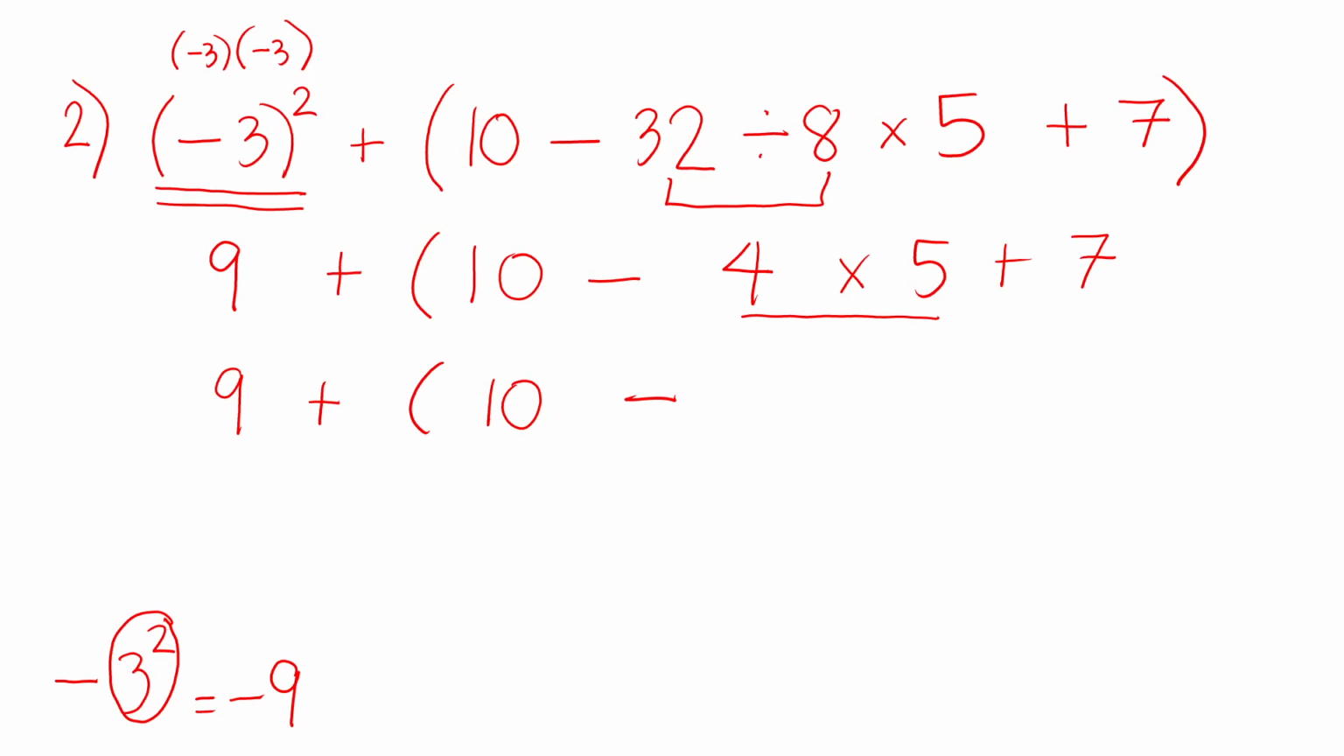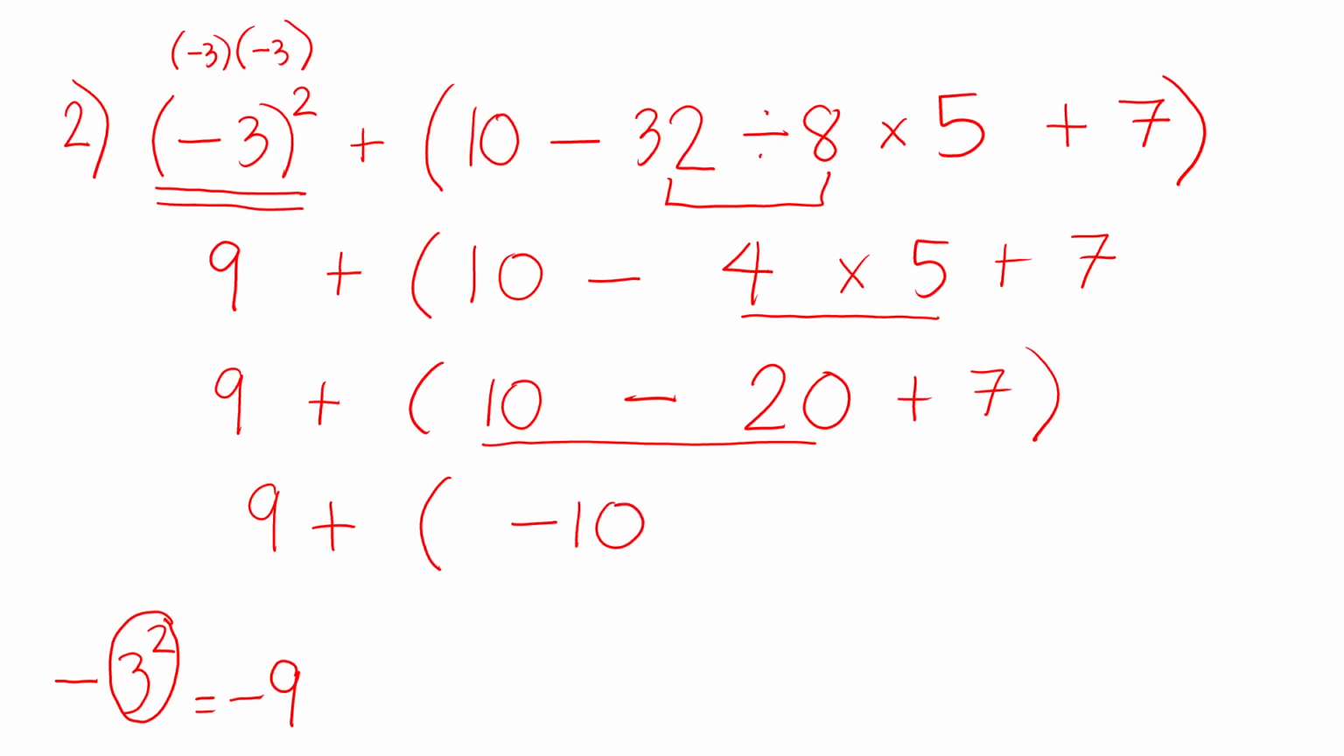What is 4 times 5? 20, correct, plus 7. And I have 9 plus, what is 10 minus 20? Negative 10, correct, negative 10 plus 7. Now, inside the parenthesis, what is negative 10 plus 7? Okay, I agree with that. That's negative 3. What is 9 plus negative 3?